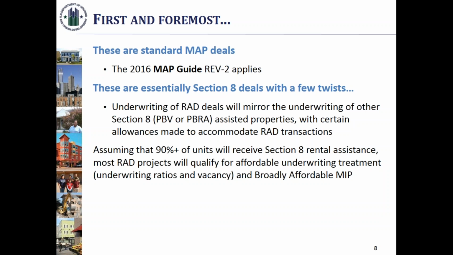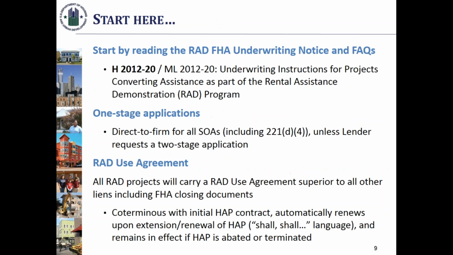The underwriting of RAD deals is going to mirror the underwriting of other Section 8 assisted properties with certain allowances that have been made to accommodate RAD transactions. I'm going to assume that the majority of the RAD deals that you'll see will have at least 90% of the units receiving Section 8 assistance, so they will likely qualify for the affordable underwriting treatment in the MAP guide as well as the broadly affordable MIP.